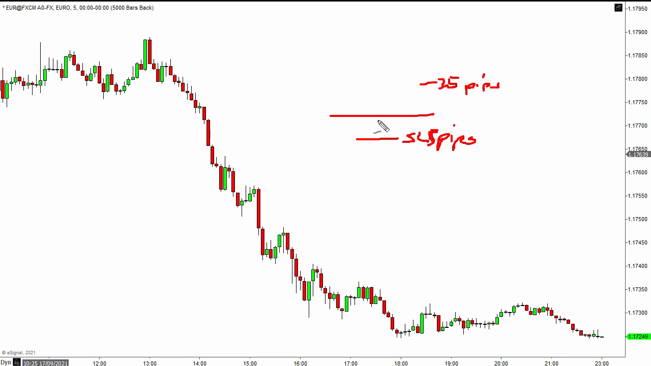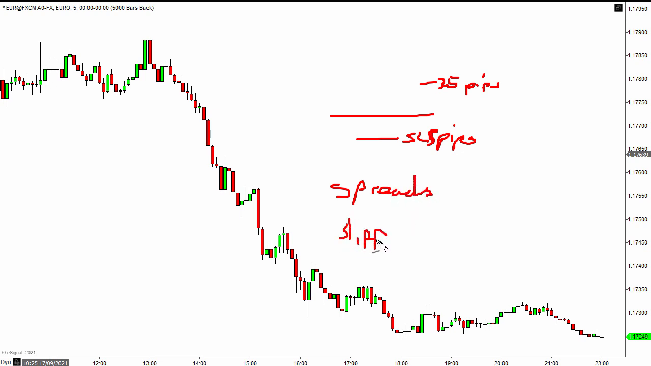Now, the problem that you have is that even if you have a relatively high win rate, so 60, maybe even 70%, there are a couple of things that are going to happen, and one is spreads and the other is slippage.